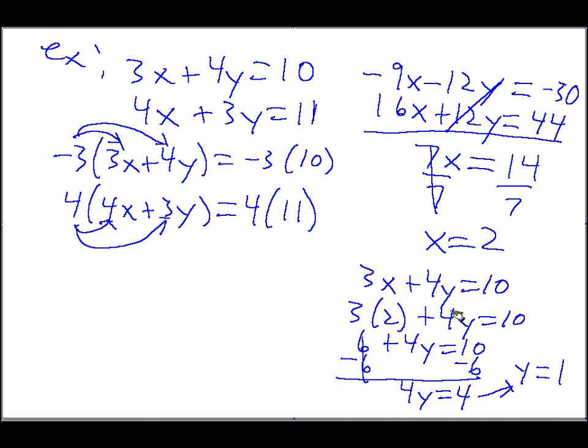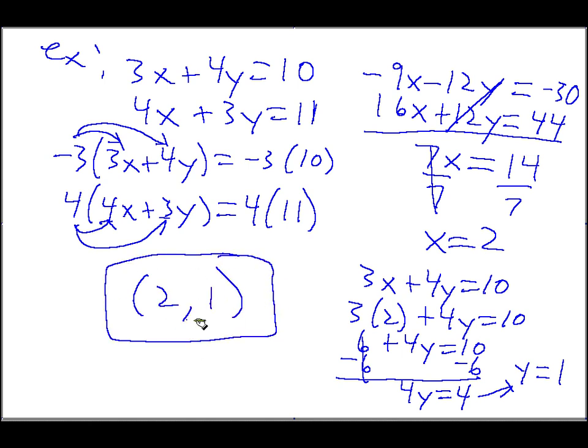Okay? So therefore my ordered pair solution is 2, 1, as you can see. So 2, 1 as our solution. Again, you can check that by plugging it into each of these two equations. Again, the solution will always have to satisfy what? Both equations, in order to be the correct answer. In this case, it will when you check it.